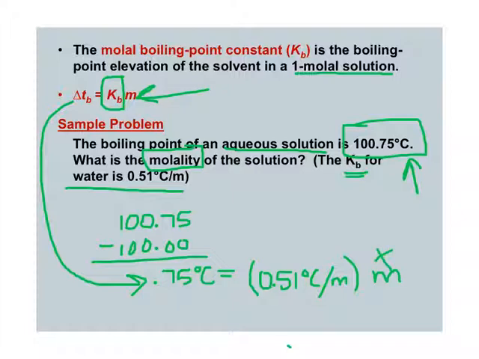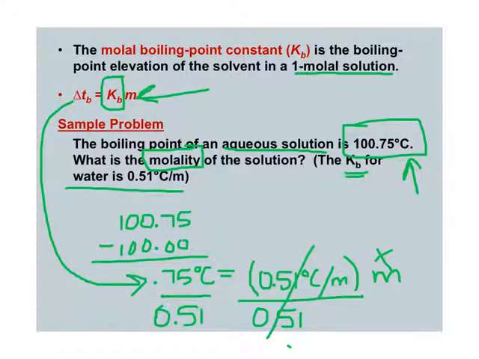Now, to solve for this, what do I have to do? I need to get that by itself, so divide both sides by 0.51. And when I do that, hopefully you'll pause and do some math. When you do that, you should get 1.47 molal is what we're looking for. Okay? Just be able to manipulate the equations that are on your green sheet.